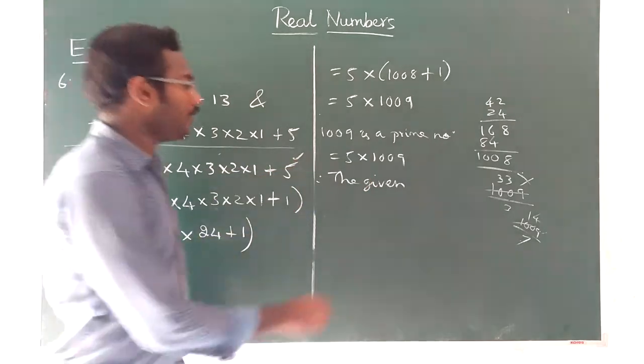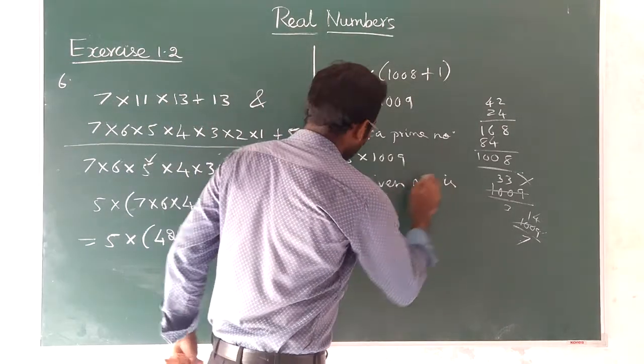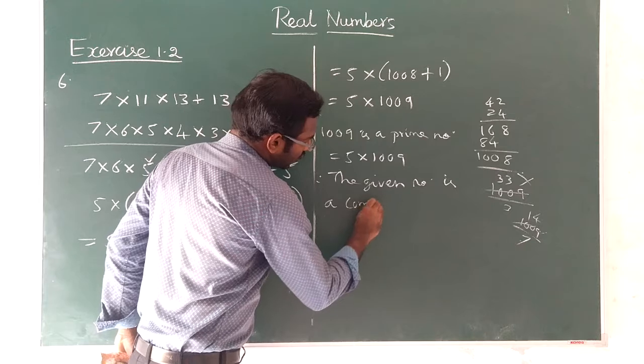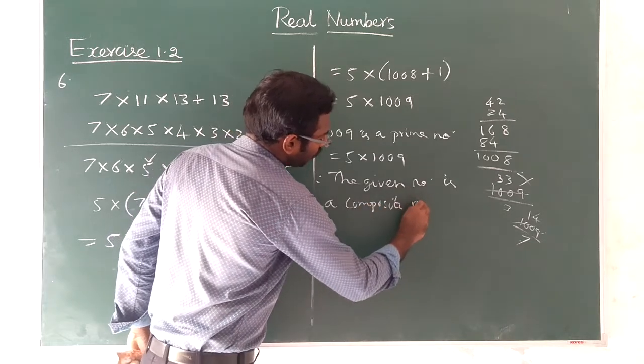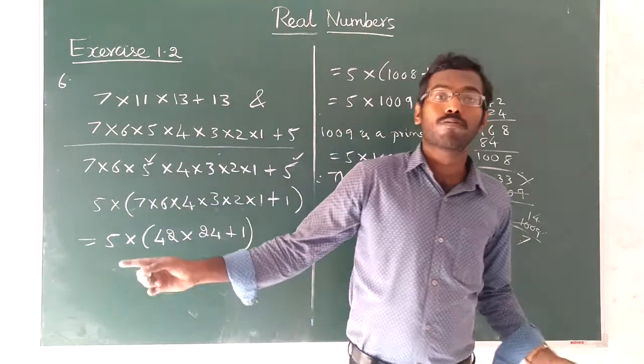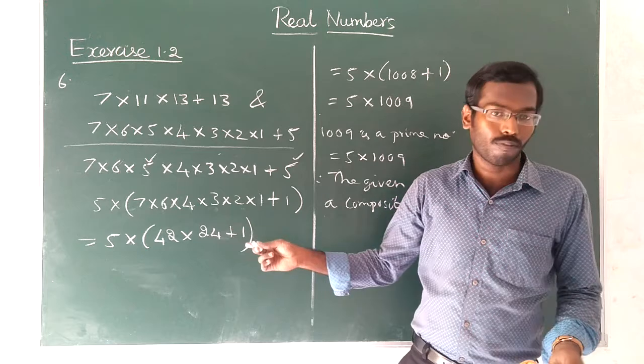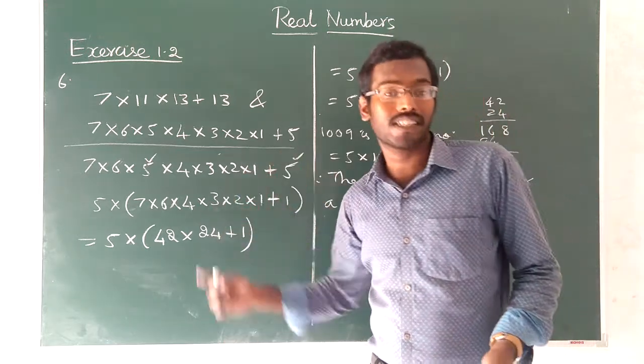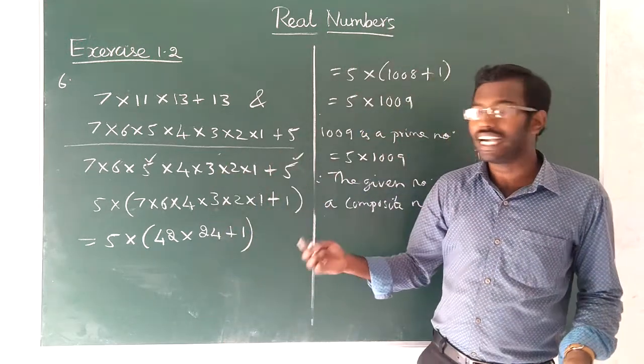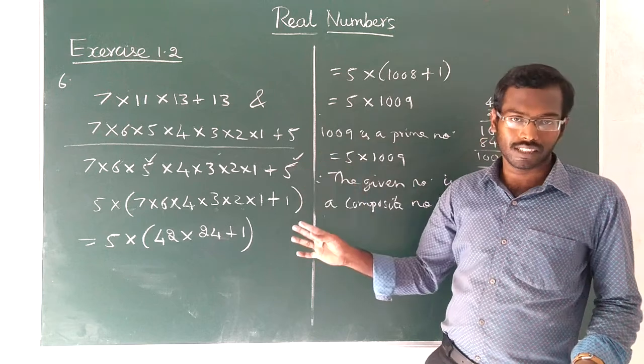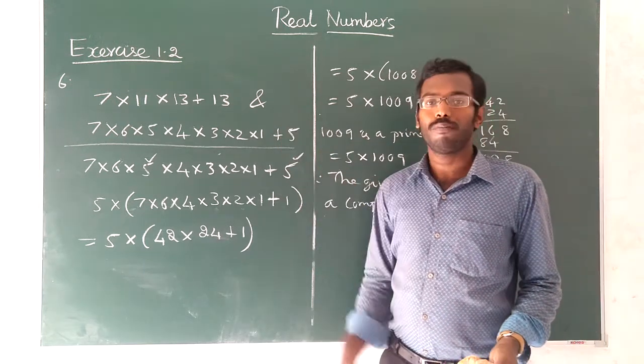Therefore, the given number is a composite number. Why it is a composite number means it can be expressed as a product of primes. That is why it is called a composite number. Okay? So please copy it down.